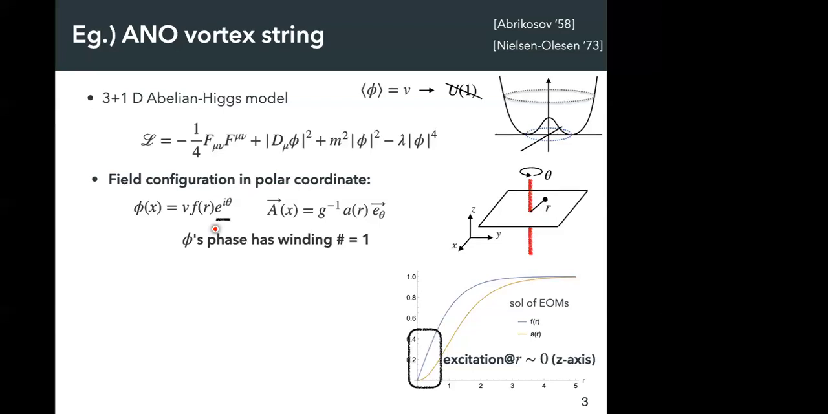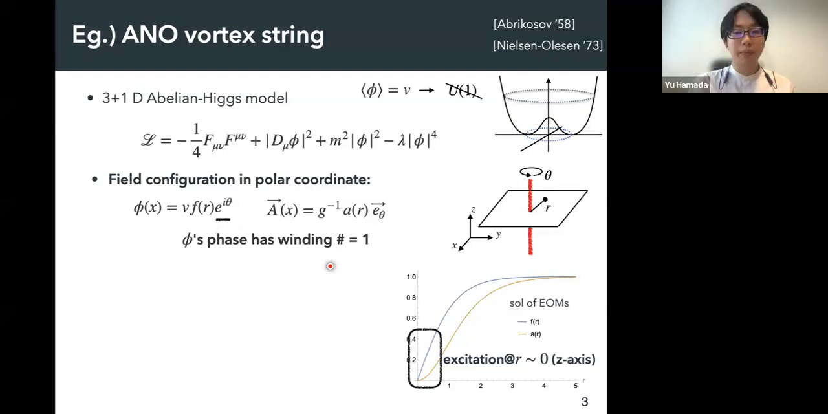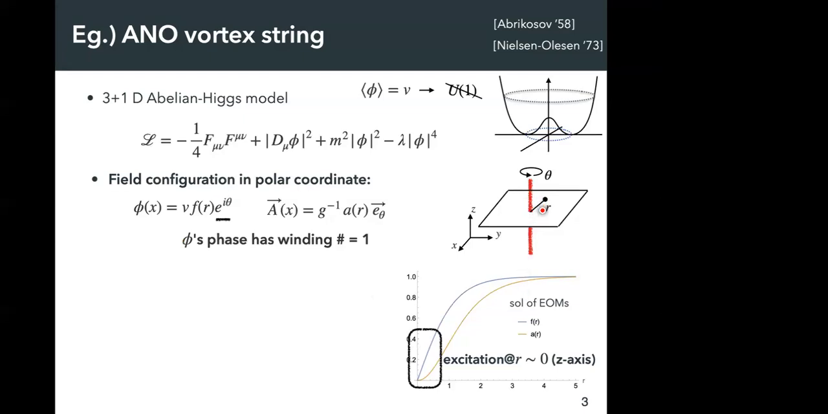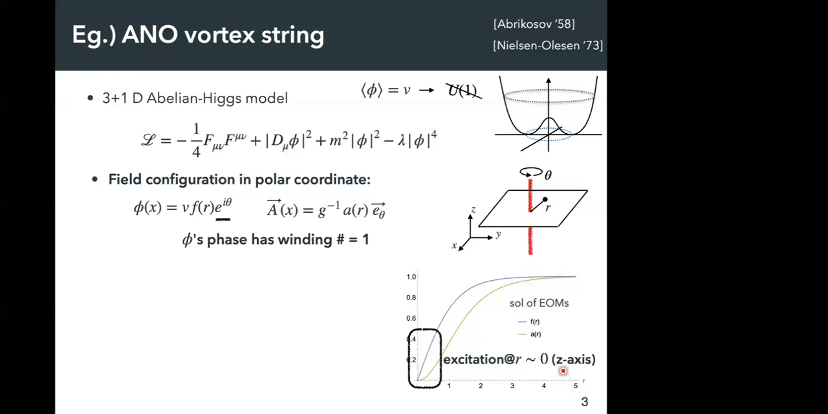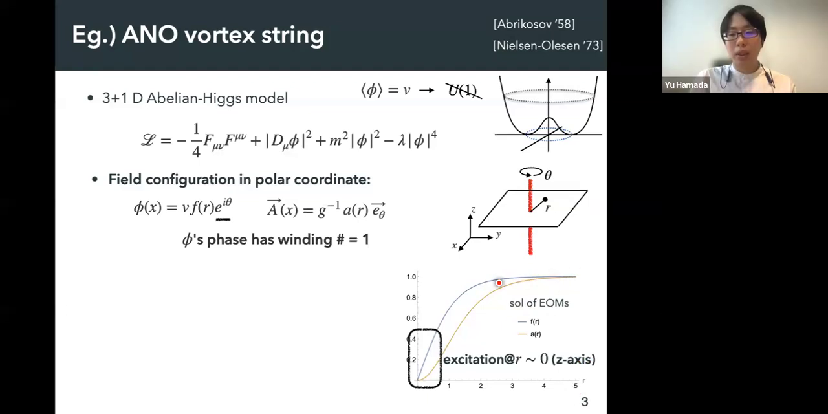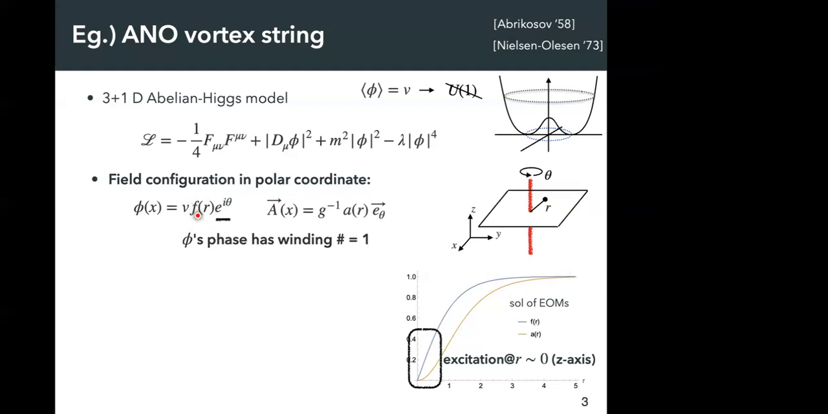I see. Would you please explain once more why we call this a string? Yeah, so this F and A are functions of R. R is the distance from the z-axis. Large R corresponds to far from the z-axis. On the other hand, R equal to 0 corresponds to being on the z-axis. If we see the large R region, F and A go to 1, that means this goes to the vacuum value.